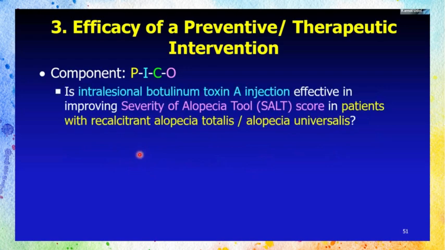Another example. Is intralesional botulinum toxin A injection effective in improving severity of alopecia tool score, SALT score, in patients with recalcitrant alopecia totalis or alopecia universalis? So here is the efficacy of treatment. Treatment is intralesional botulinum toxin A injection compared to control, no injection. In what population? Patients with this disease, alopecia totalis or alopecia universalis.